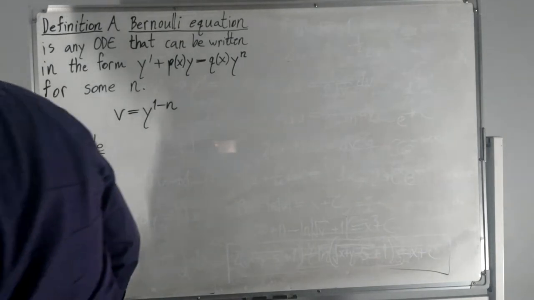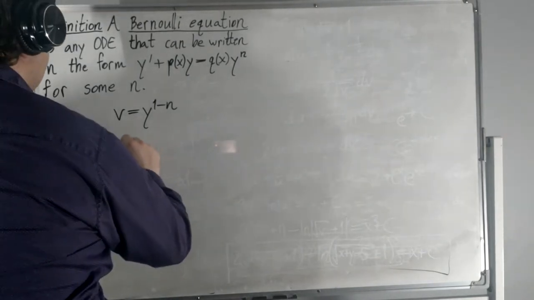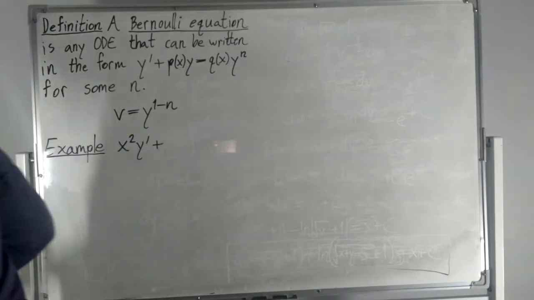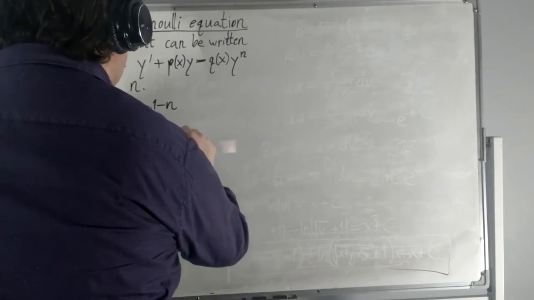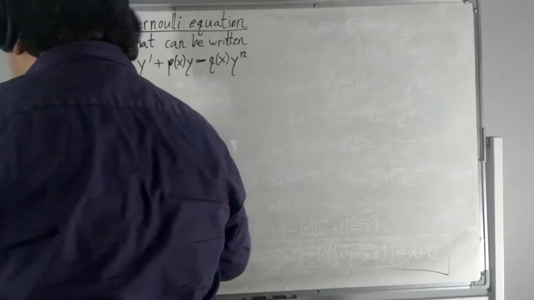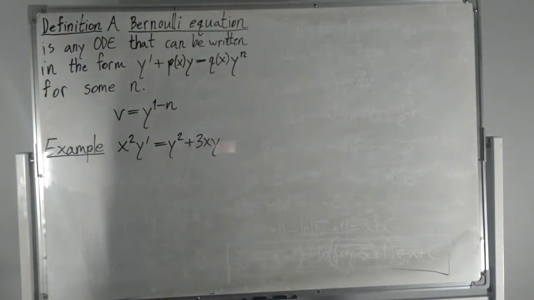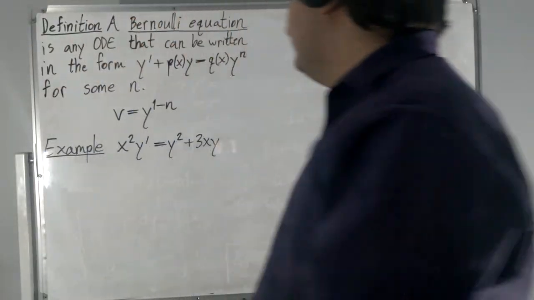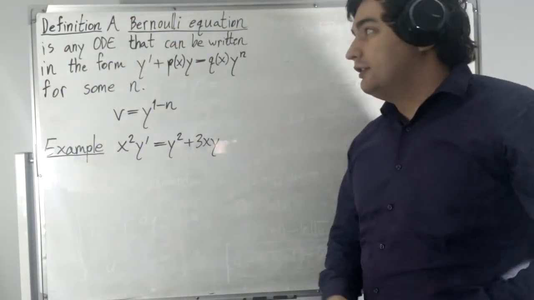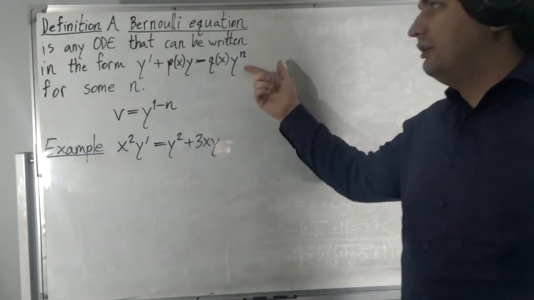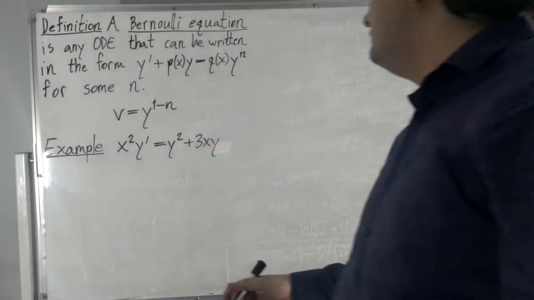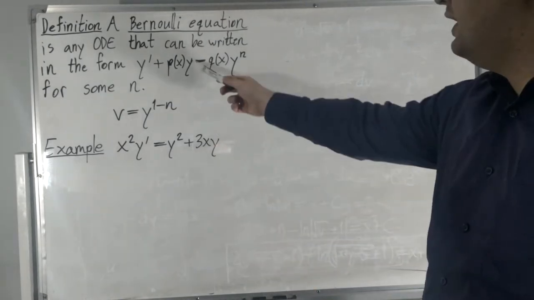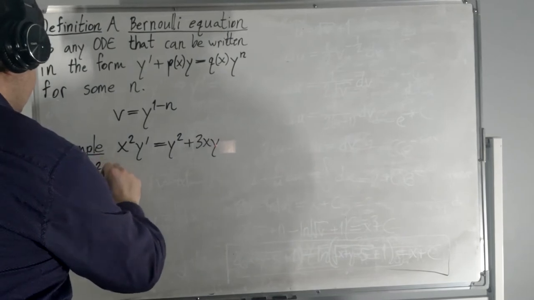We have, let's say, x squared y prime plus, equals y squared plus 3xy. First of all, this is not in the form that we need it to be in order to recognize it as a Bernoulli equation. So we'll do a little bit of algebra. First, we need the y and the y prime on the same side, so I'm going to move the 3xy over to the left-hand side.